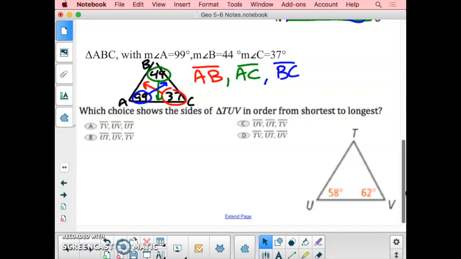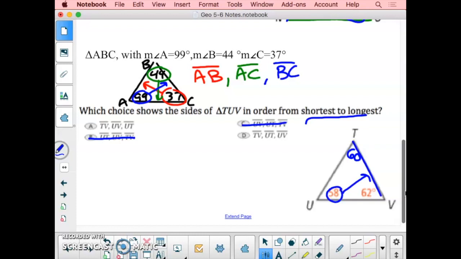Okay, this one says, which choice shows the sides of TUV in order from shortest to longest? Now it's multiple choice. All right, 58 and 62 are going to add up to 120 together, which means this last angle has to be 60. All right, so I need from shortest to longest. 58 is the shortest, which means TV should be first. So any answer where TV is not first has to be out.